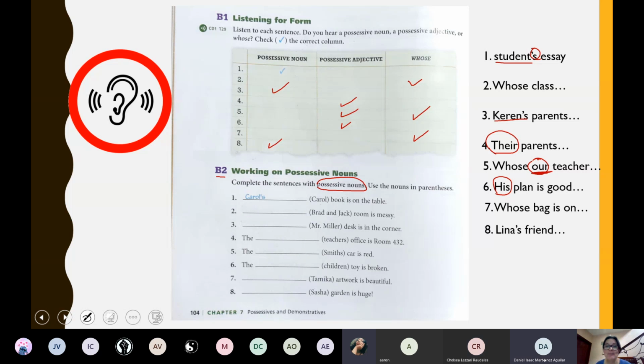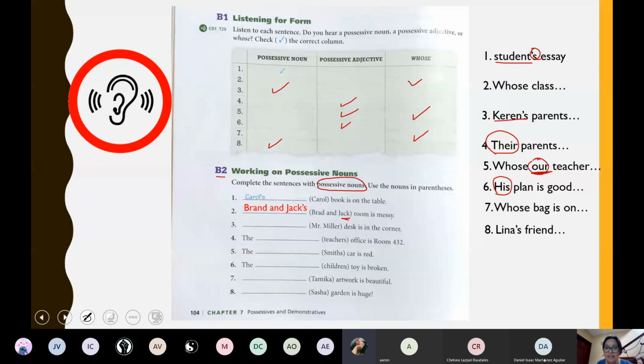Okay, so we have two options: to add the apostrophe in both of them or just in the last one. And the answer is, when we have more than one noun possessing something, the apostrophe is going to be only in the last noun. In this case, the last noun is Jack. So we are saying that the room belongs to Brad and Jack. Brad and Jack's room is messy.